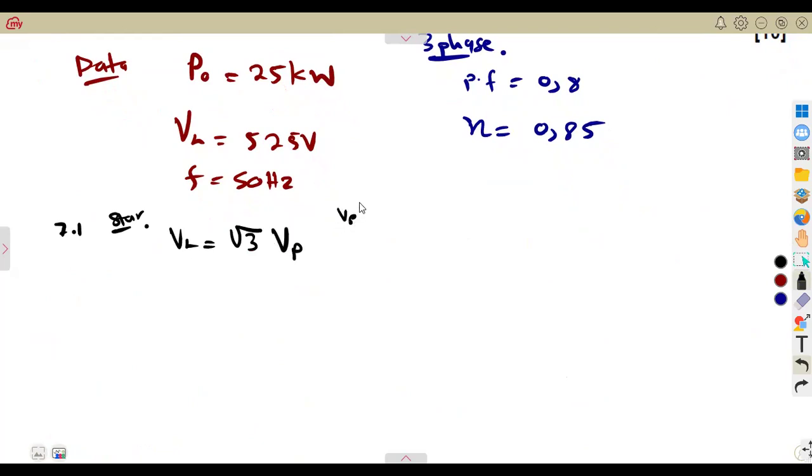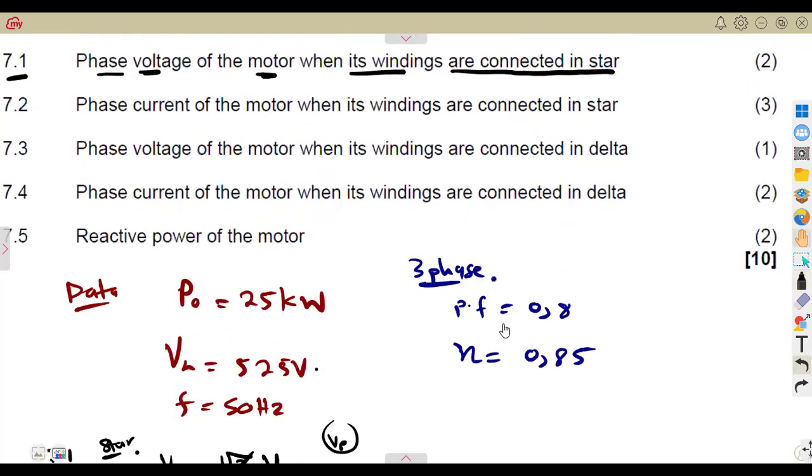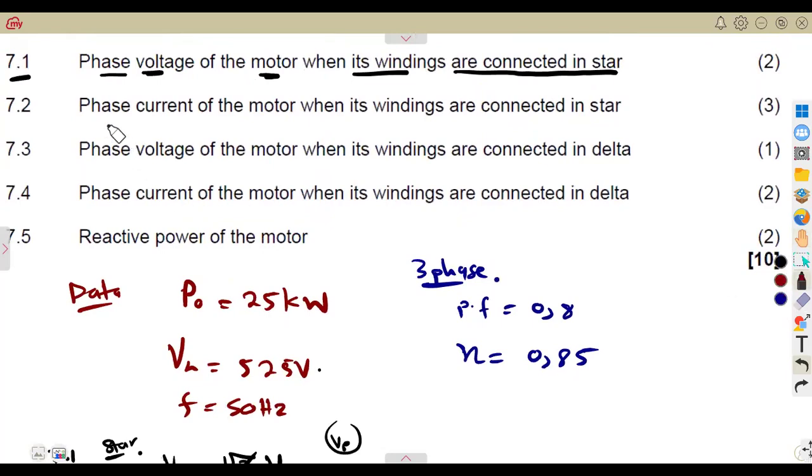What is it that you're asked to calculate? The phase voltage. So you can divide by the square root of 3 to determine the phase voltage at a line voltage of 525 volts. So that is the idea there. All right, so this was going to give you a phase voltage of 303.109 volts. So that is the idea in this case. All right, then let us check 7.2, which is the other part of our question.